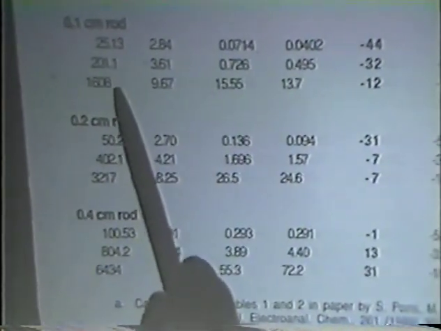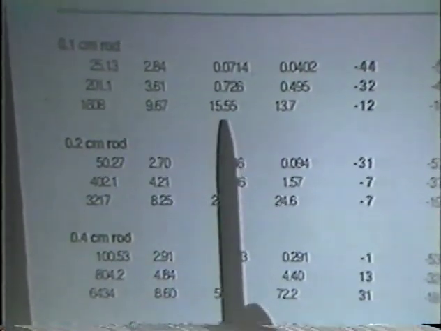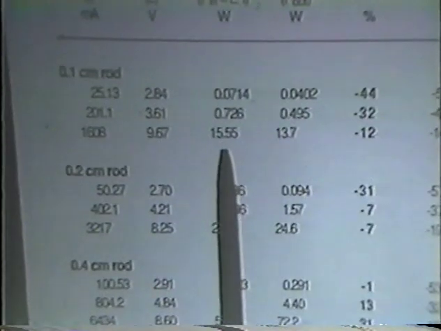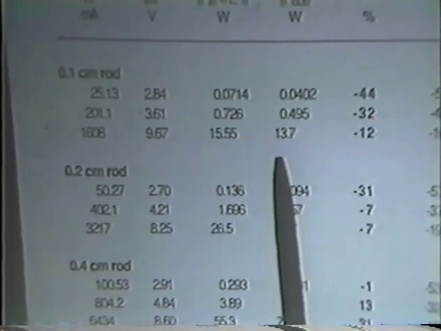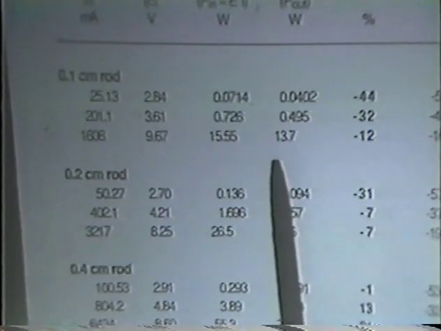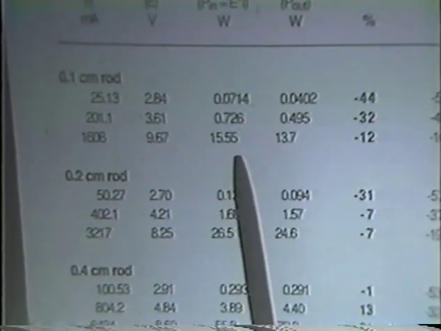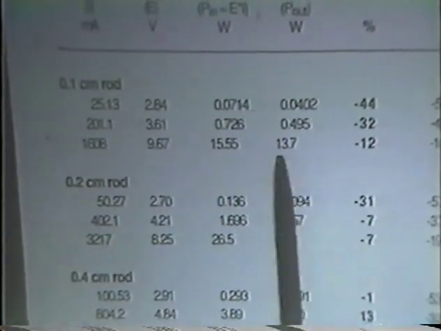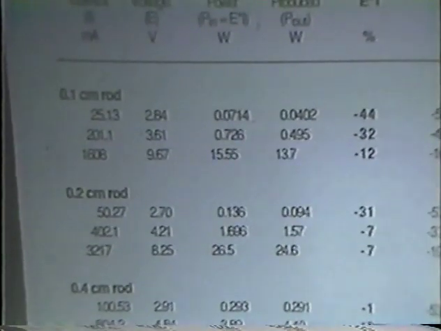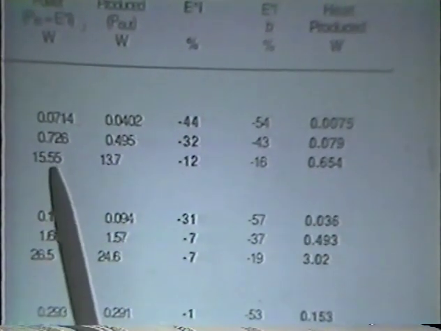For instance, on the highest current density on a 10th centimeter diameter rod, 15.5 watts were put in. The measured value, if no gases would recombine, is expected to be 13.1. The actual reported measured value was 13.7. That's still less power than put in. We assume all the gases have escaped and none have recombined, and it's that difference of 0.654 watts that is called the excess power generation by this rod.